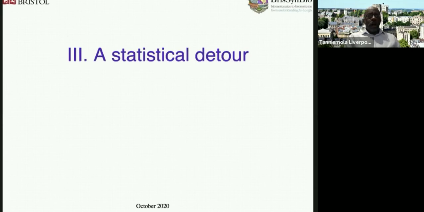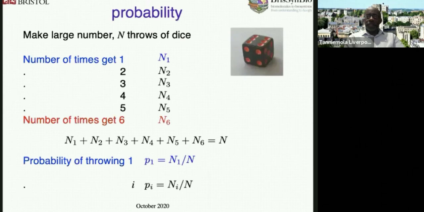So in order to solve this problem, we're going to have to use probability and statistics. So we need to do a little bit of a mathematical detour to develop some simple mathematical notions about probabilities. So imagine that you have a dice, a normal dice, and let's say you make a large number, n, of throws of that dice. And you count the number of times you get 1, the number of times you get 2, 3, 4, 5, 6. Call them n1 to n6.